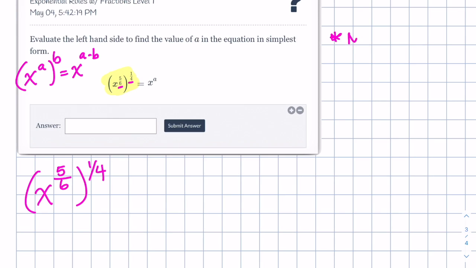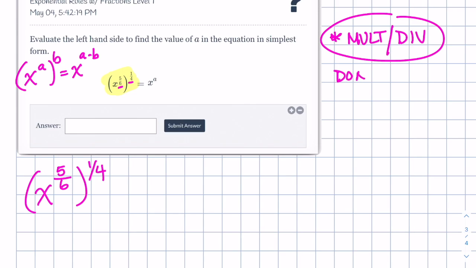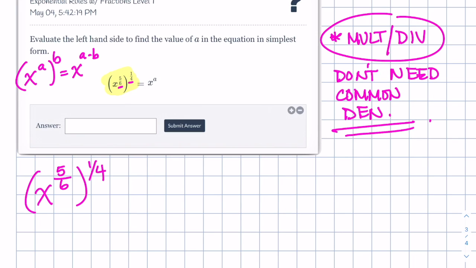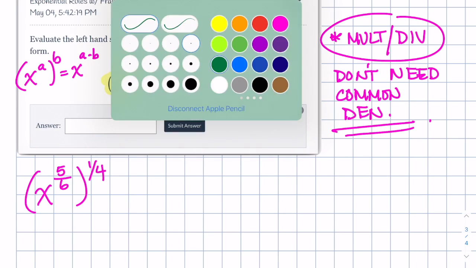If you are multiplying or dividing, you do not need a common denominator. You don't need it. So then you're thinking, well, what do you do then?